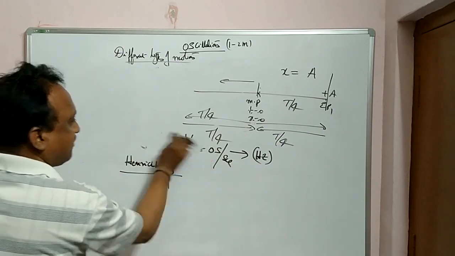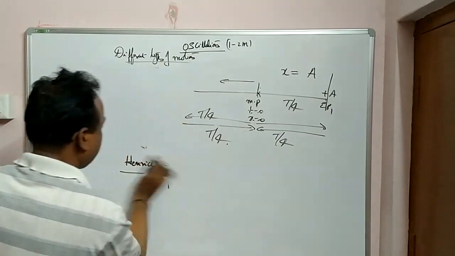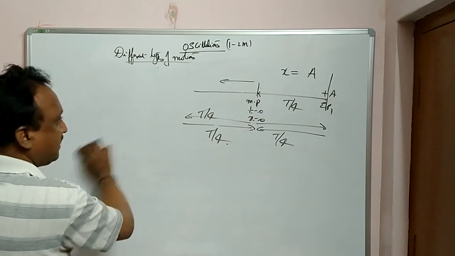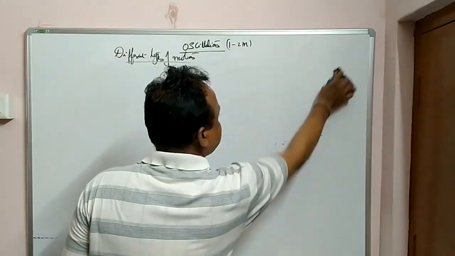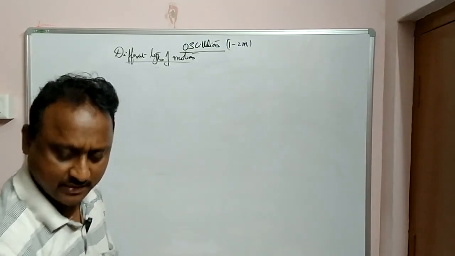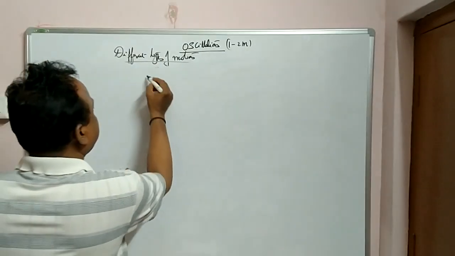Next one, last one, phase. Last and final, what is it? Let us go to the phase. See, the last term in the oscillations, that is phase. What is phase?